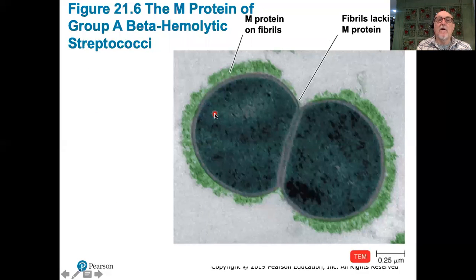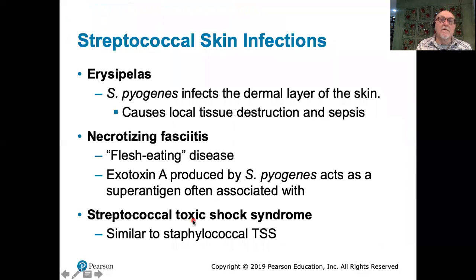So here's Streptococcus, and these are the M protein fibrils. Here's the cell wall. So this is exterior to the cell wall, sort of a capsule around the bacteria. And these are in themselves strongly antigenic and can provoke a powerful, unwanted immune response. So here are some of the skin infections caused by Streptococcus.